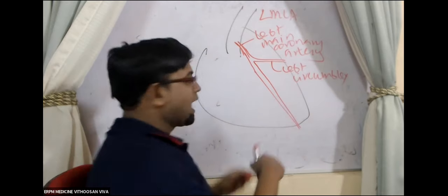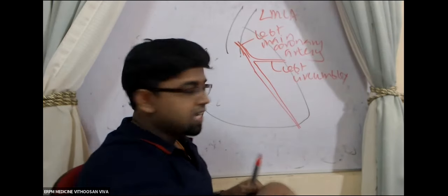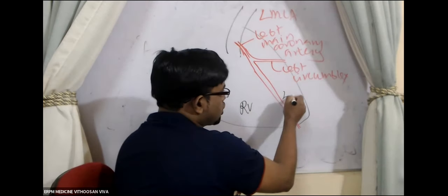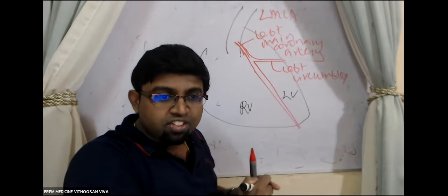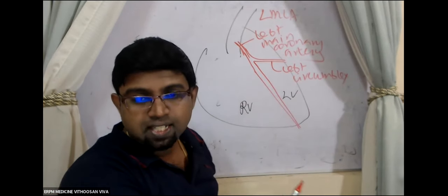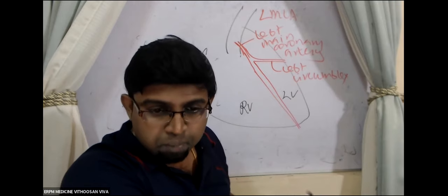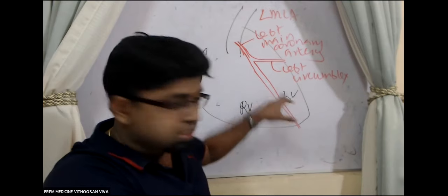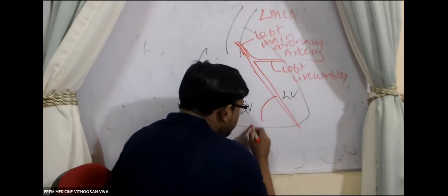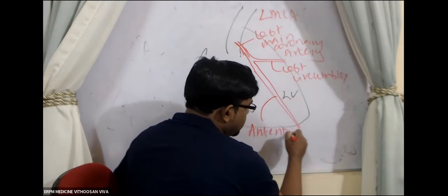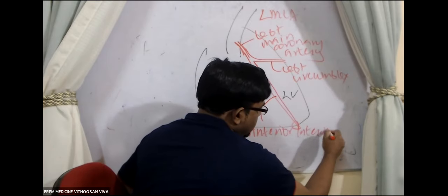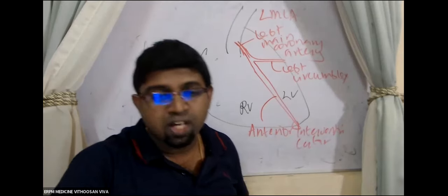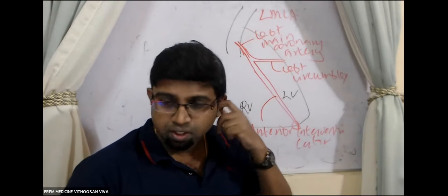You may be aware, this is your right ventricle. This is your left ventricle. It is actually running in between the ventricles. That's why the anatomical name for this part is the anterior interventricular artery.